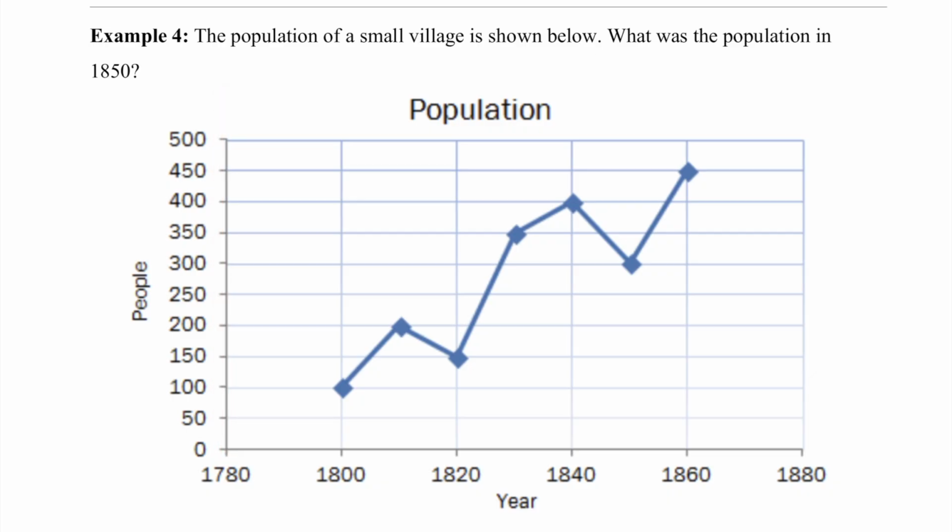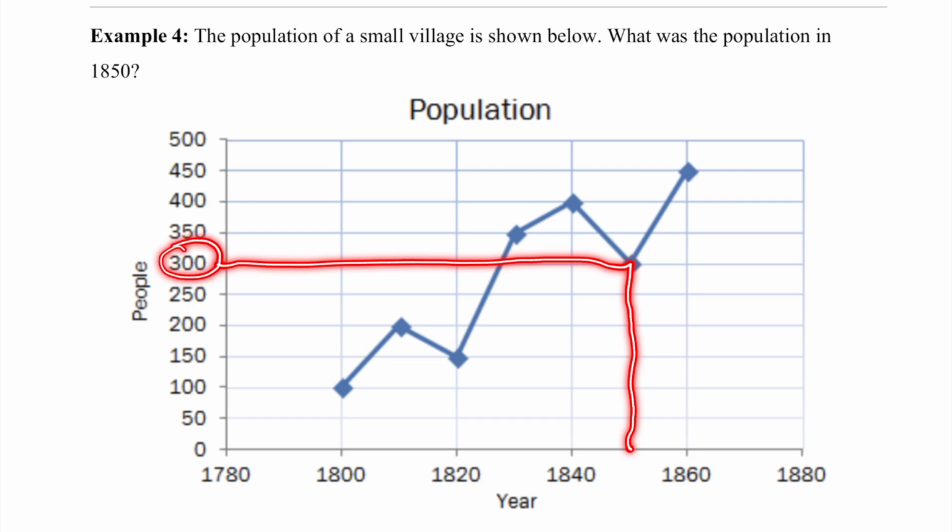To answer this question, start at 1850 on the horizontal axis. This is 1840. This is 1860. So 1850 is right in the middle. Move straight up until you reach the plotted point. Now move across to the vertical axis and read the value. The point corresponds to 300 people. So the population in 1850 was 300.